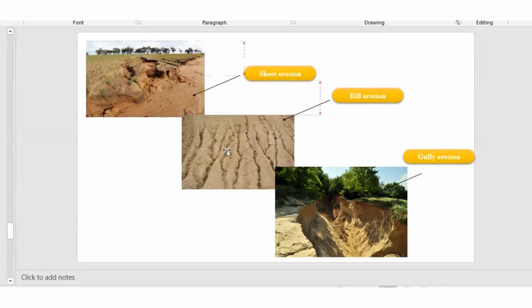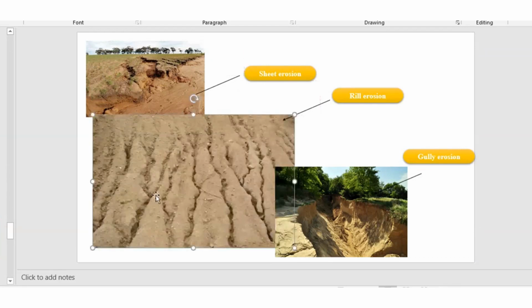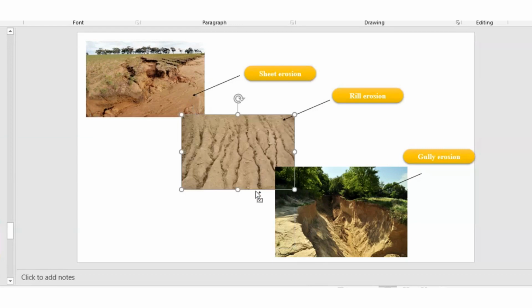Similarly, when water moves rapidly over a surface, excessively and with extremely high force, it cuts the soil into fine ridges or thin finger-shaped grooves. When these finger-shaped grooves are formed, this type of erosion is known as rill erosion. This occurs when the flow of water has a very high speed. These appear like thin channels or thin streams or thin finger-like structures.